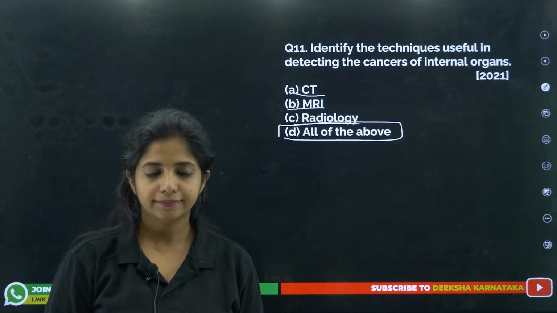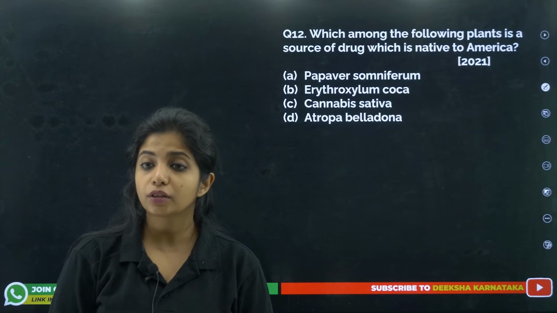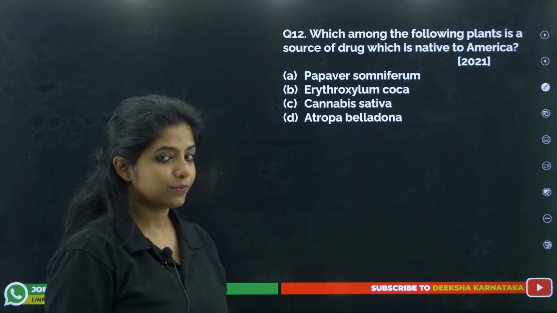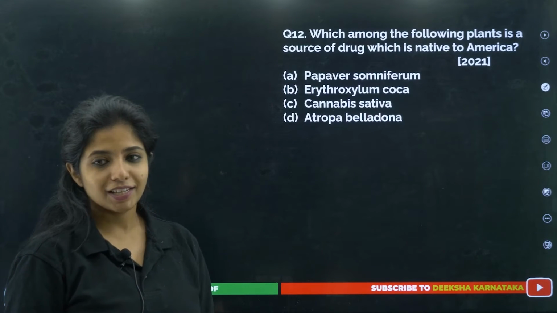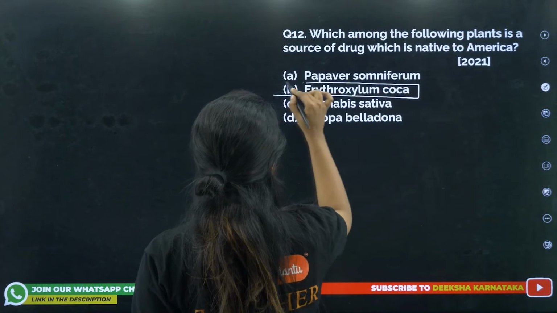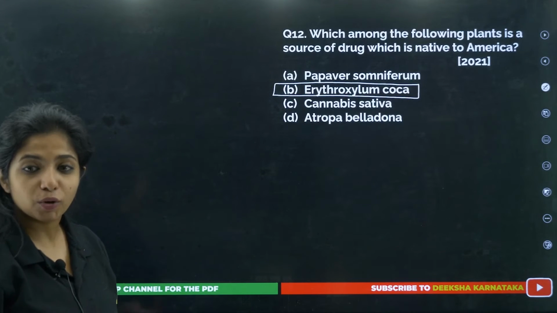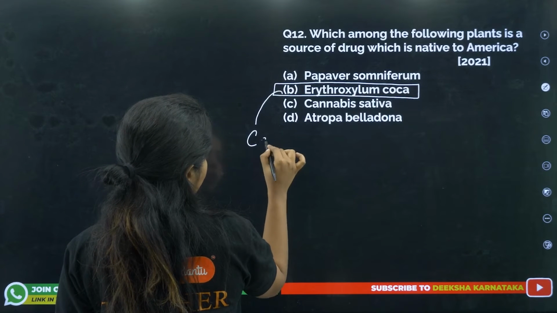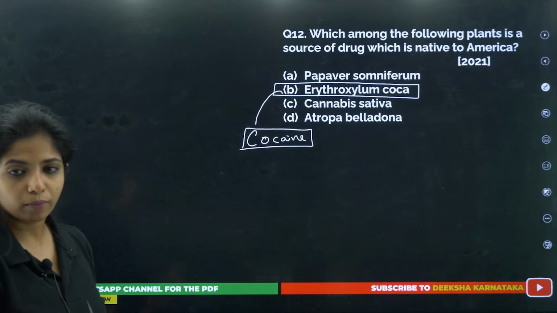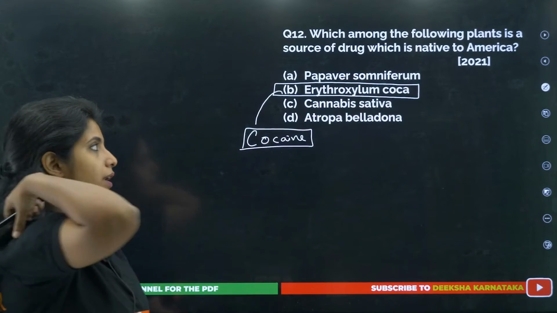2021 question. Okay, these are easy questions actually. Now, which of the following plants is a source of a drug which is native to America? Any idea? Which is native to America? It is Erythroxylum coca. You get cocaine from Erythroxylum coca. Please remember, coke, everything you call it as a short form. So cocaine is something which you get from Erythroxylum coca, and this is native to America, my dear children.